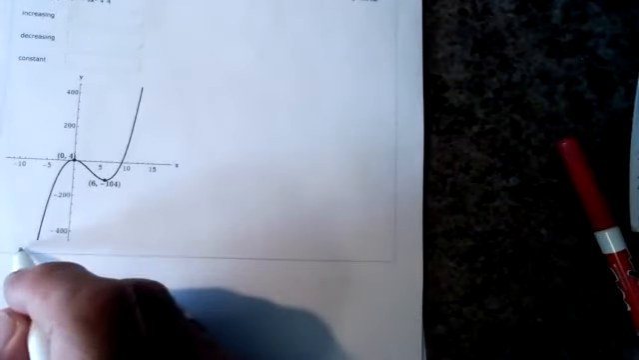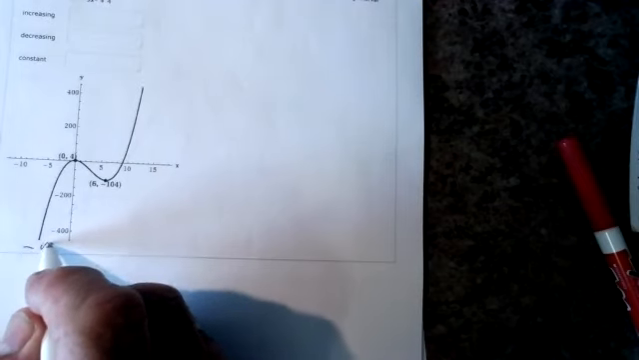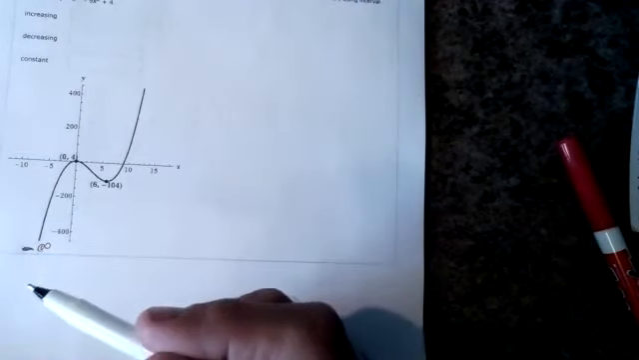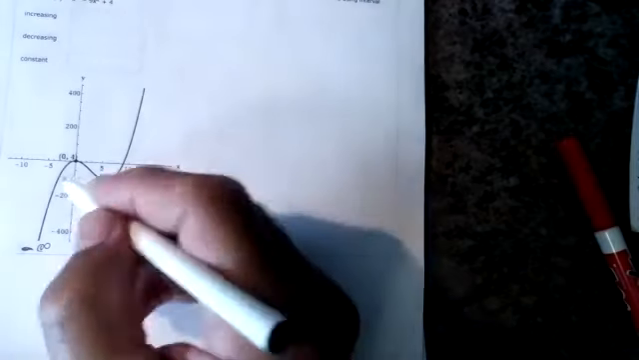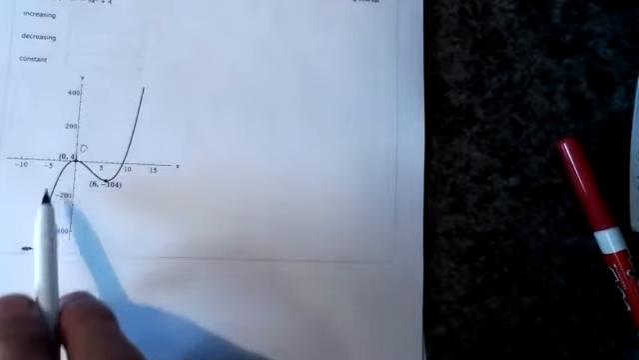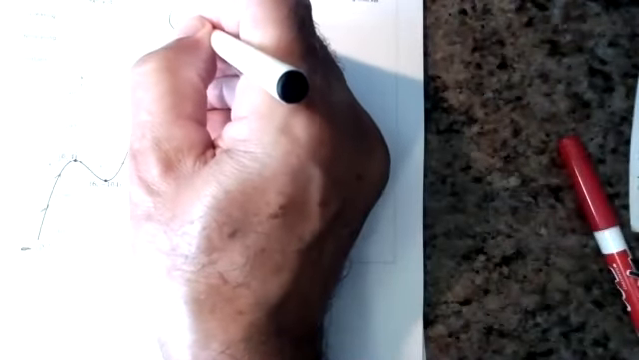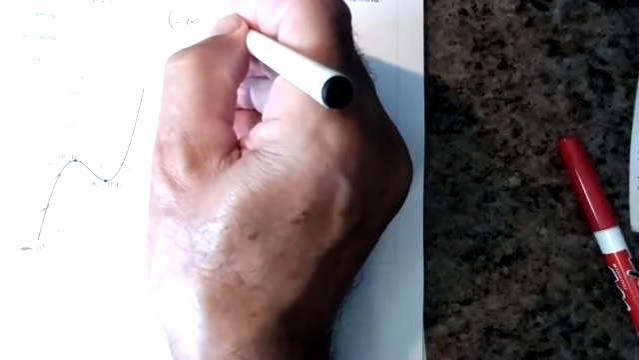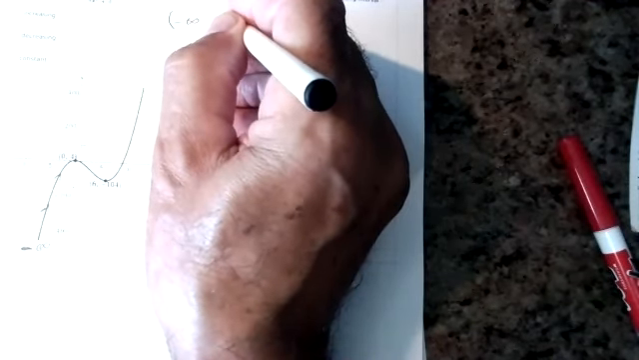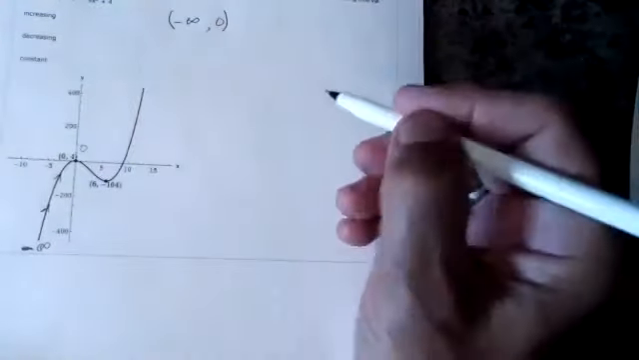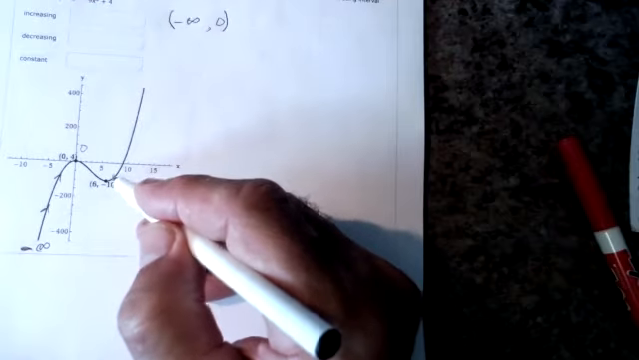It comes from -infinity and goes all the way to 0. So from -infinity to 0 is increasing, right? Go from minus infinity to 0, and then again start increasing from here.